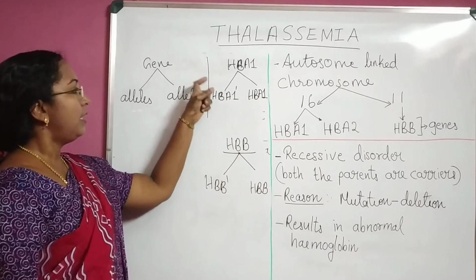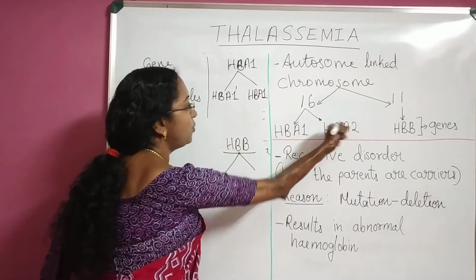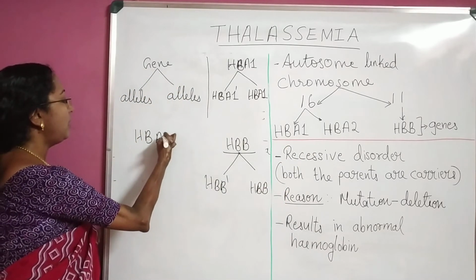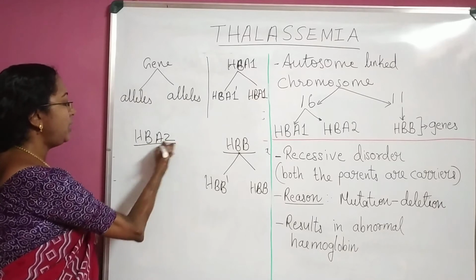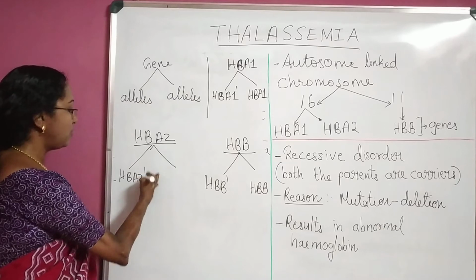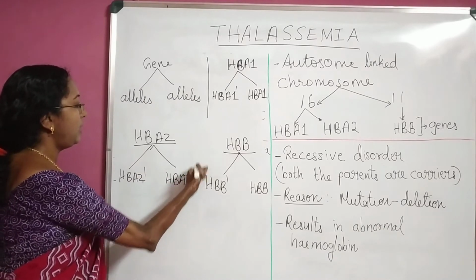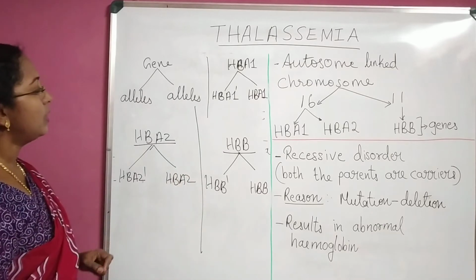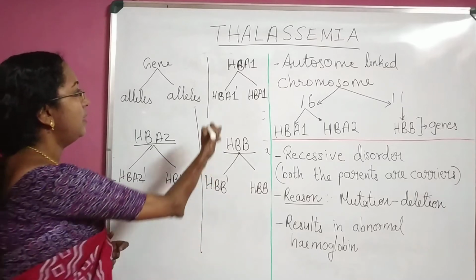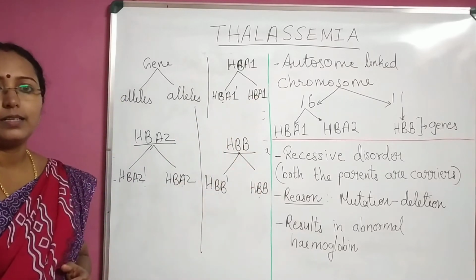Again, two genes are there. I have written like that. Similarly for HBA2 also it will be there. So I am writing here HBA2. This gene will also have two forms. HBA2 slash and HBA2. So here, see how many alleles are there? 1, 2, 3, 4, 5, 6 alleles are there.